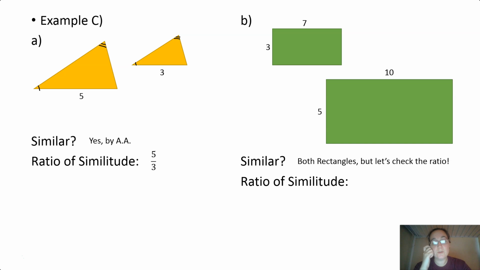So we have to check the ratio to see if they are similar, because remember, AA only works with triangles. So we have to check the ratio for these. So let's see. We've got 3/5 not equaling 7/10. And the reason for that is if you actually get least common denominators and you end up with 10 for both of them, you can see that 6/10 is not equal to 7/10. So these are actually not similar.